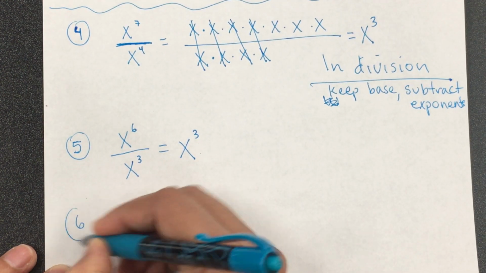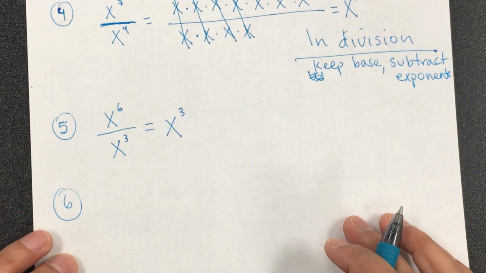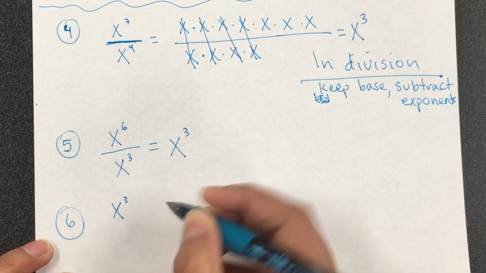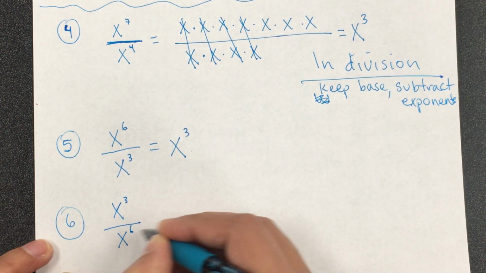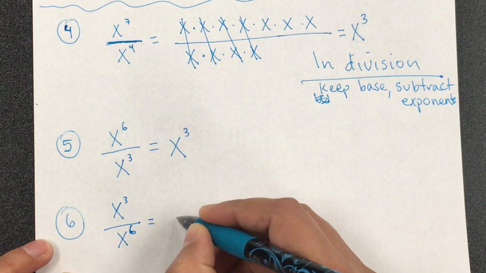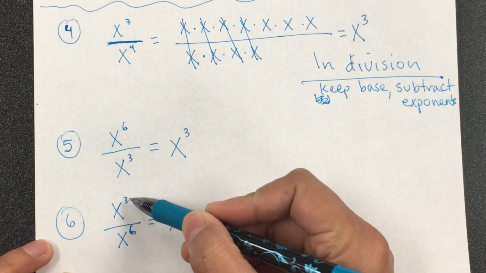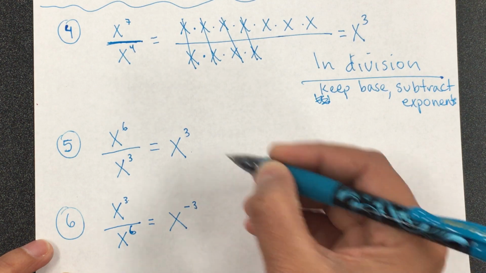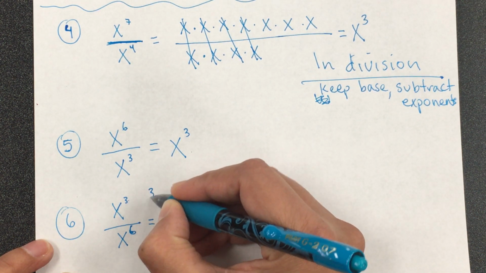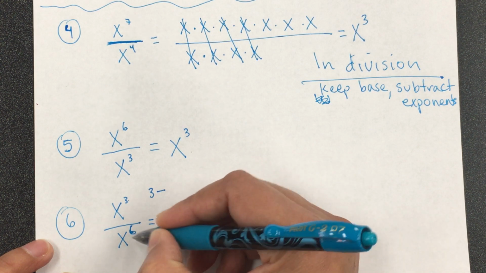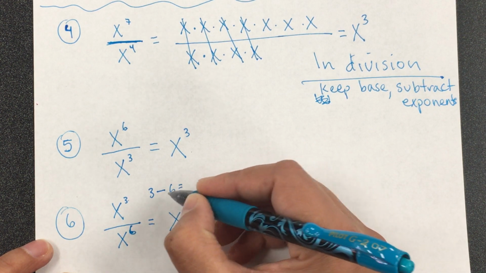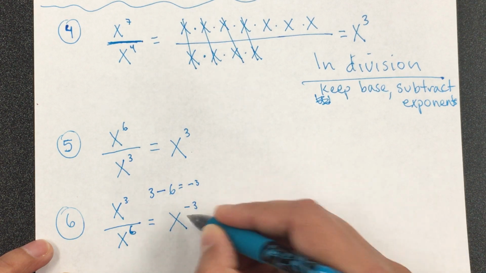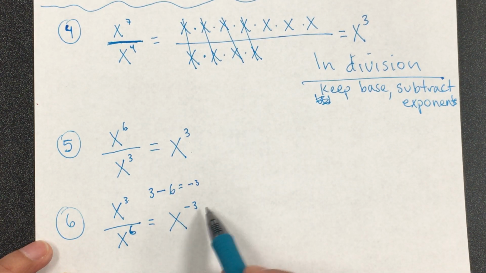But what if I have x to the third over x to the sixth? We keep the base. 3 minus 6 is -3. That's because what we're subtracting is bigger, so it's going to be -3. So that's why it's going to be x to the -3.